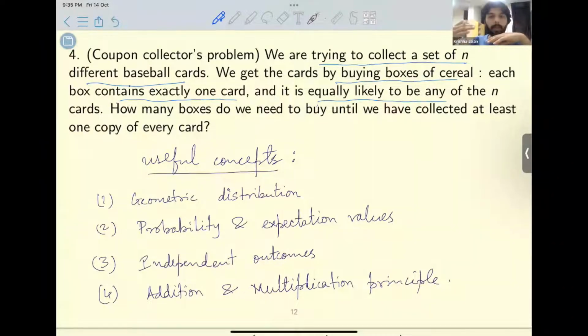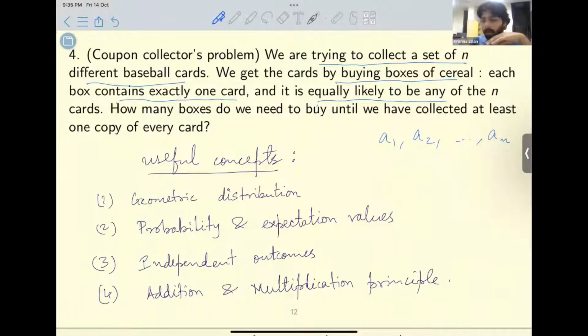So the probability of getting, let's say I have numbered cards, 1, 2 up to n, or let's say I have some A1, A2, so on up to AN.